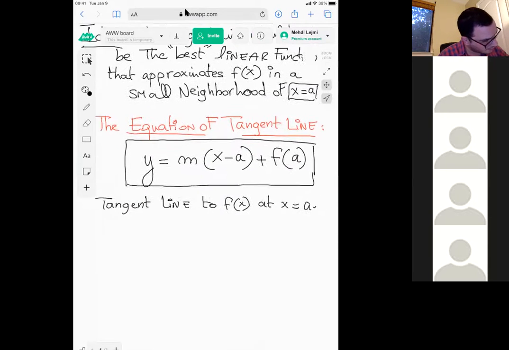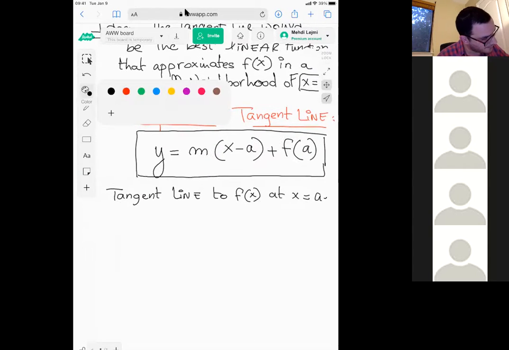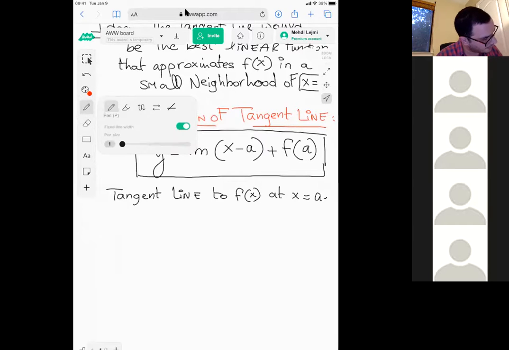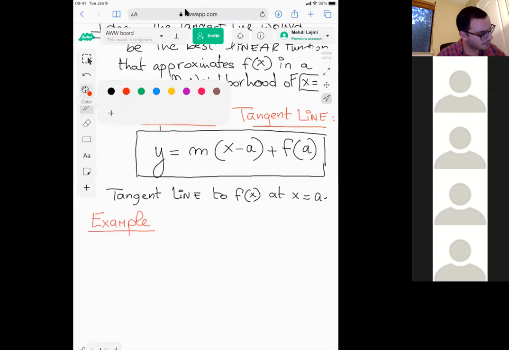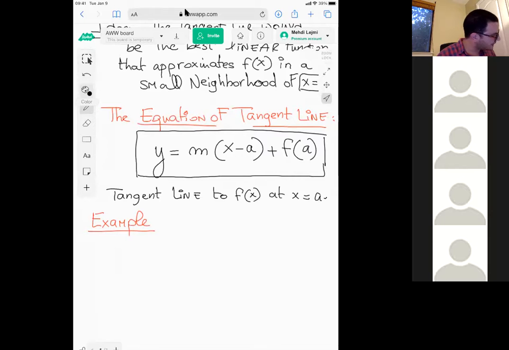So examples. Okay, so let's take the following example. So let's say f of x equals, so again, guys, if you have any question, don't be shy. Please feel free to interrupt me and ask a question, right? So here's an example. Let's say f of x is equal to x squared minus 1, right?